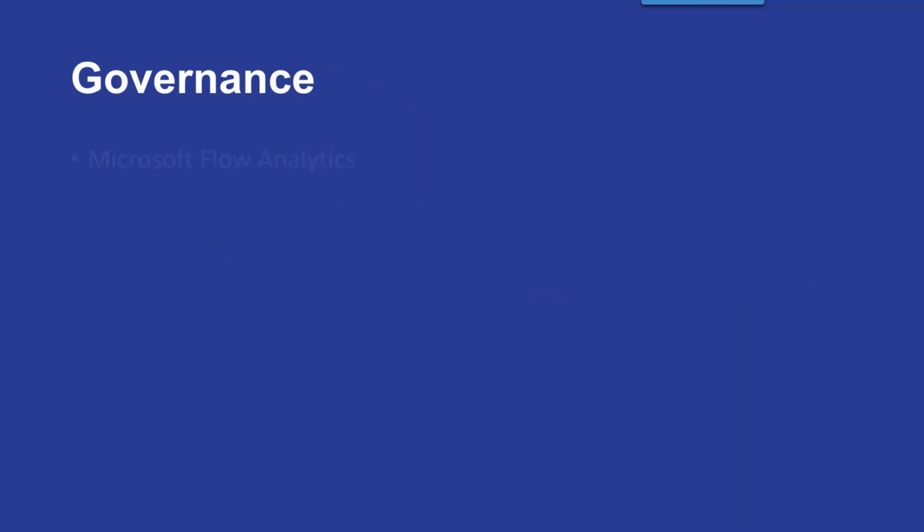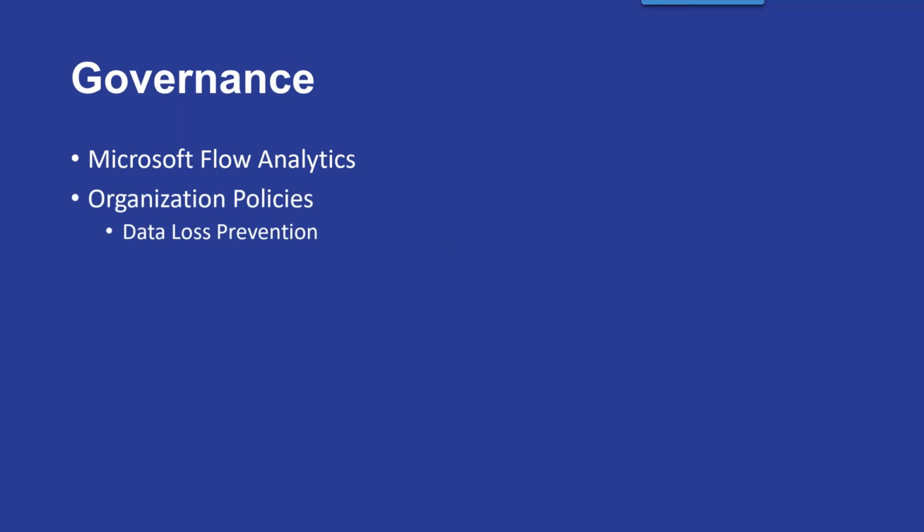From a governance point of view, one of the things it has is Microsoft Flow Analytics, which allows you to know how it's performing, what is happening, and what the rate of errors is and things like that. And they also have the organization policies, both of them on plan 2, right? As I said before, the organization policies allow you to set up this data loss prevention and say people are only able to run things for those connectors.